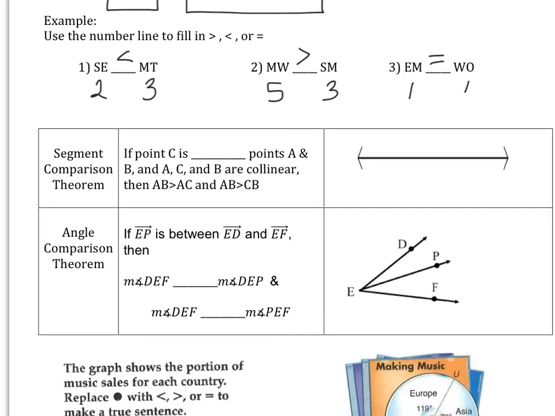All right, moving down to the chart here. Segment comparison theorem. I'm going to draw this first. I'll put an A here, a B here, and I'll put a C in between, right here. If point C is between points A and B, and they are all collinear, meaning they're on the same line, then AB, this big section, is greater than the small section AC. And AB, that big segment, is also greater than the other small segment, CB.